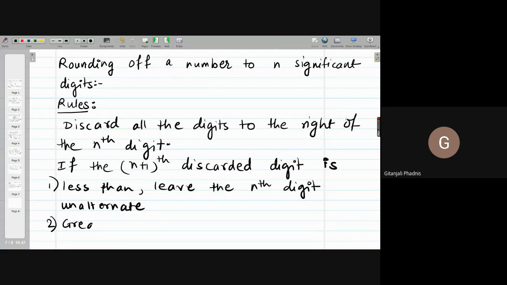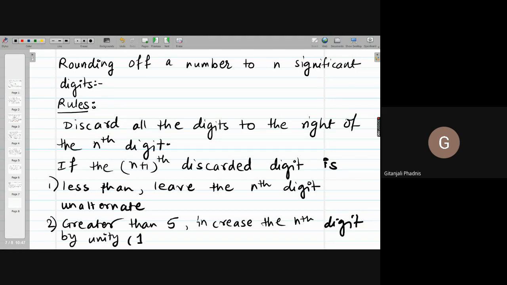If that number is greater than 5, increase the nth digit by unity, that is 1. Unity means 1. Sorry, here I forgot to write less than 5. It is less than 5 here, and this is greater than 5.